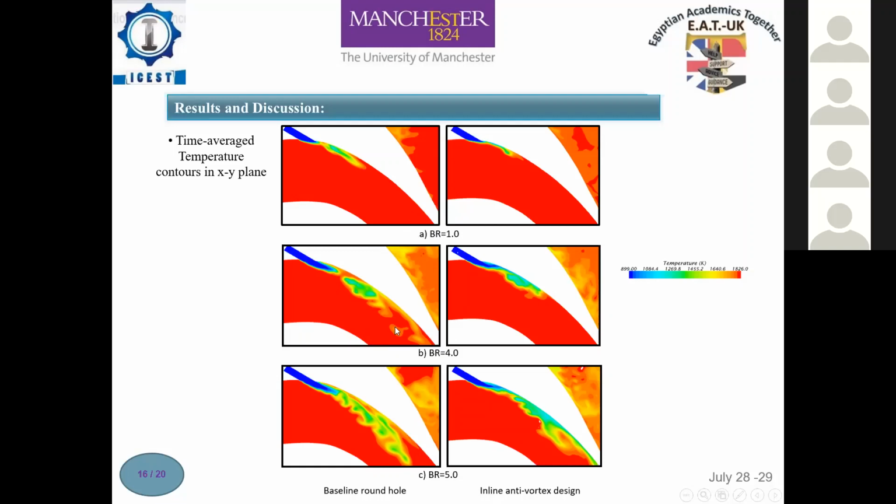With increasing blowing ratio, the jet tends to detach from the surface downstream of the film hole and the hot mainstream flow penetrates underneath the jet for the base case, as shown in figure B. For the in-line case, the coolant jet stays attached to the blade surface. A similar trend of the temperature contours can be clearly seen in figure C, where the jet lift-off effect will become magnified.